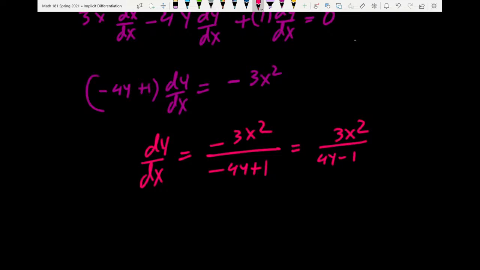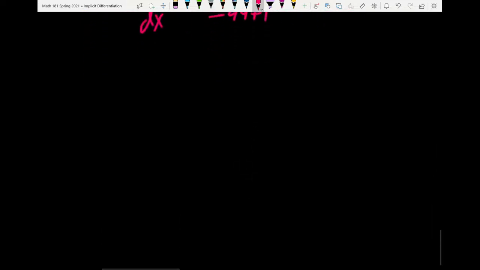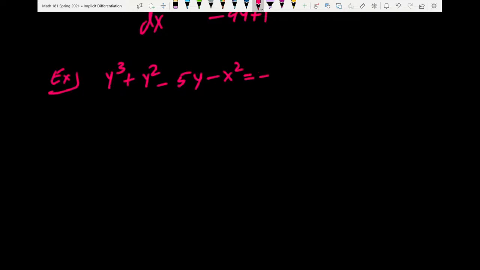All right, let's try a little bit harder. Y cubed plus y squared minus 5y minus x squared equals negative 4. Find dy/dx.